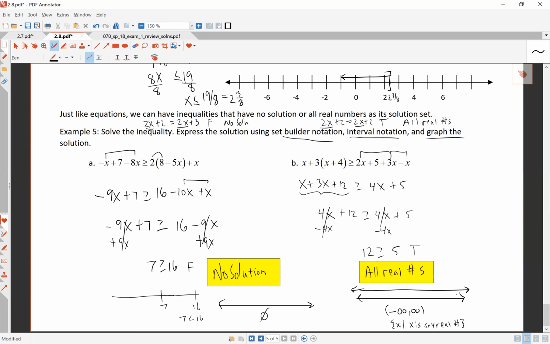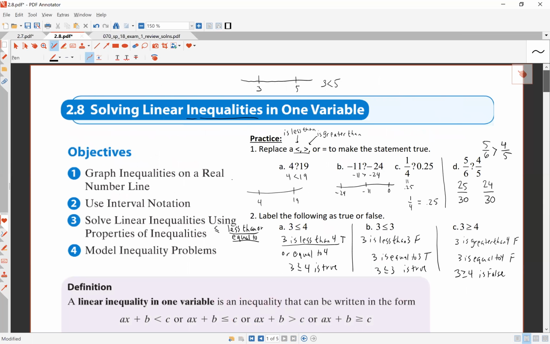This concludes the video for section 2.8, solving linear inequalities in one variable. Objective 3, solve linear inequalities using properties of inequalities.